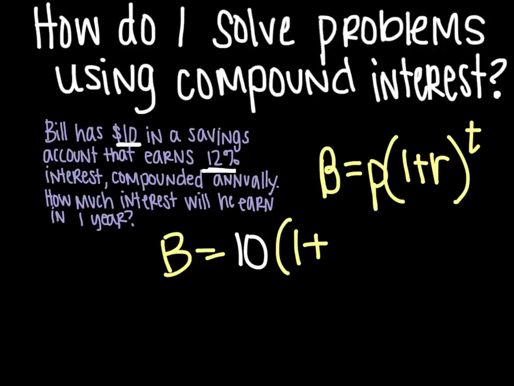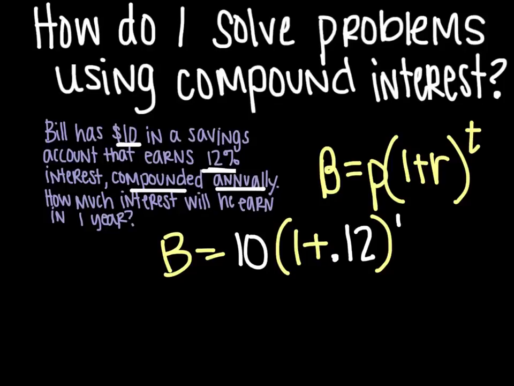It says 12% and it's compounded annually, which means it's once per year. If it was semi-annually, that means twice a year, then you would have to take that into account. But you don't have to worry about that too much. So my interest rate as a decimal, 12%, would be 0.12. And then my time is in years. So how many times is that compounded? It is compounded just once a year. So the t is going to be the number 1.